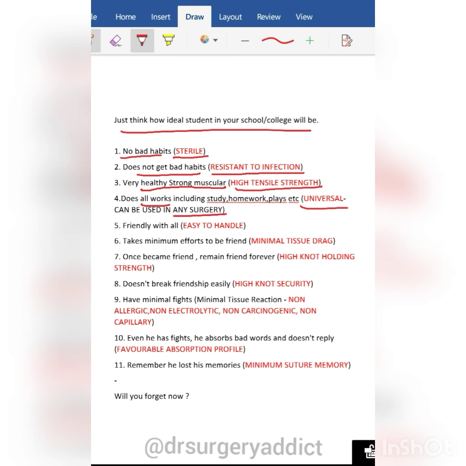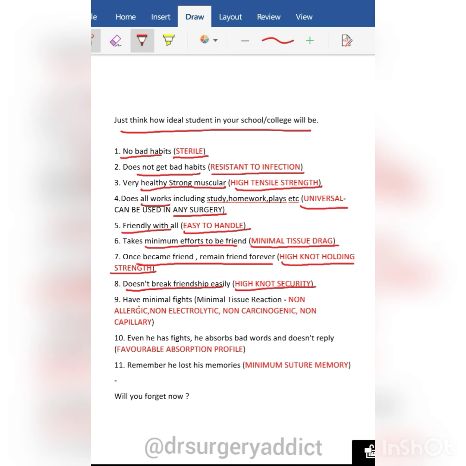The student who is ideal is friendly with all. So this ideal suture is also easy to handle. An ideal student takes minimum effort to befriend, so ideal suture has minimal tissue drag. The ideal student, once he becomes a friend, remains a friend forever. Just like that, ideal suture has very high knot holding capacity. Once the knot is tied, it has very high knot holding capacity. An ideal student does not break friendship easily, so the ideal suture has high knot security.